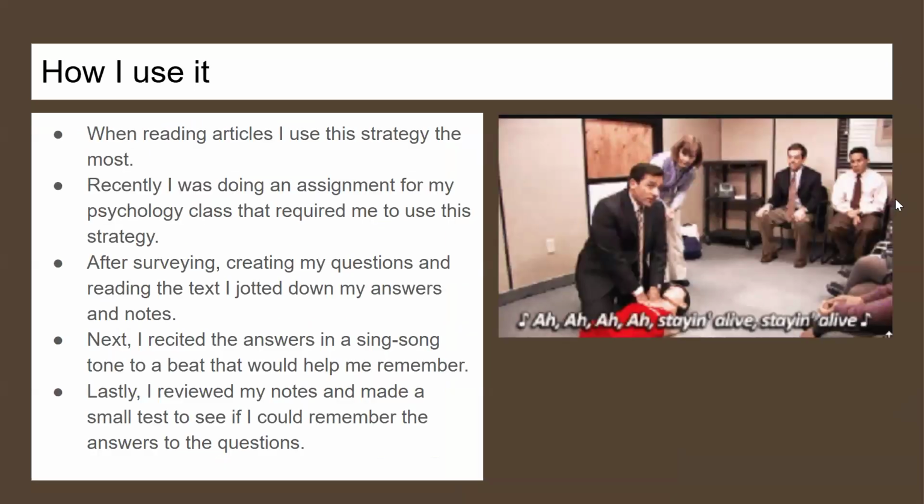For me specifically, I use this strategy probably the most out of all of them. A recent example, I was doing an assignment for my psychology class and I went through all my steps. And when it got to the step of reciting, one way I do it differently is I recite my answers in a sing-song tone. So for example, when you think of CPR, when you're taught about it, they give you these songs to help you remember. As you can see, the picture to the right shows them saying "Staying Alive." So that's kind of what I do when I recite my answers from the information that I read.